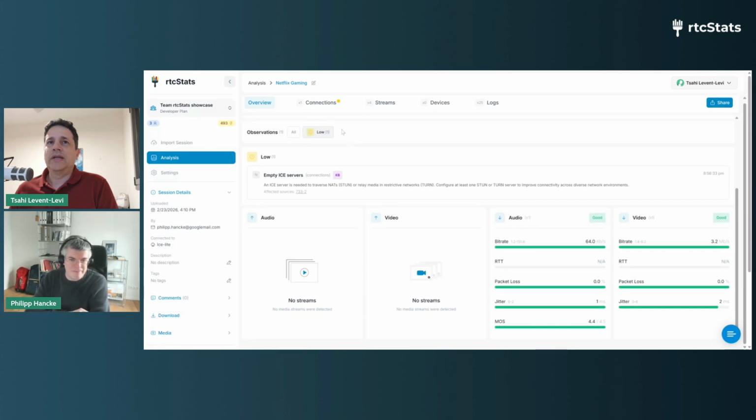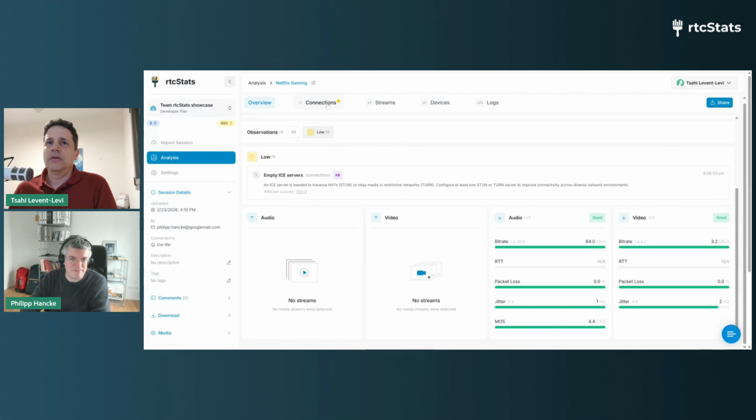Okay, and we see a log observation that says that there are empty ICE servers, so there are no STUN or TURN servers here. Yes, for cloud gaming, you want a UDP connection and you want to actually fail instead of going over TCP. So that's a very common pattern.